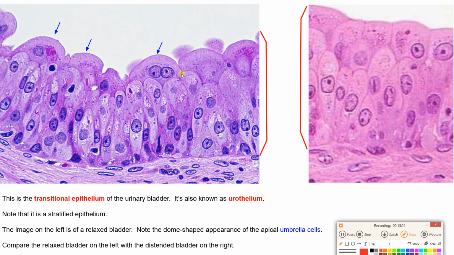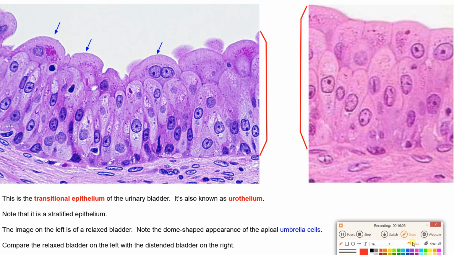And in the relaxed bladder, the cells take on this curved dome-shaped appearance. They're sometimes called umbrella cells because someone thought, well, looks like an umbrella. It's a pretty crappy umbrella, but you get the idea. And what happens is these cells will flatten out. They'll change their shape as the urinary bladder fills up with urine. So the transitional epithelium can stretch, and that lets it perform its function very nicely. So transitional epithelium, urinary bladder, look for those dome-shaped umbrella cells on the apical surface. The lumen would be up here.